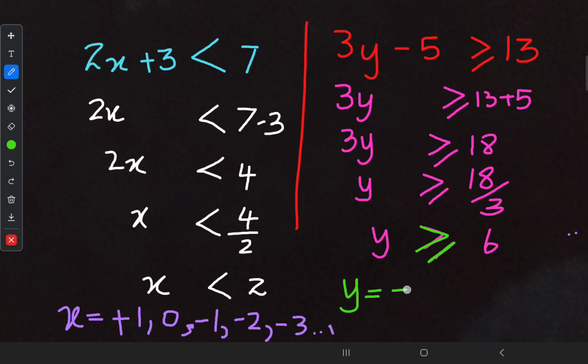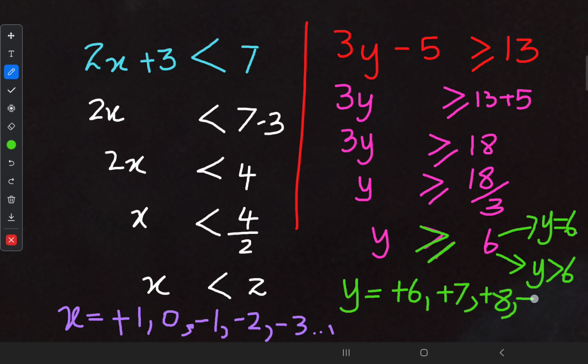So we can conclude 6 is also a possible answer for y. Y can hold the values equal to 6 and greater than 6. For greater than or equal, we have to consider the equal mark also. We can split this into two portions: one is y = 6, another is y > 6. So y can hold the value 6 and values greater than 6. That means 6, 7, 8, 9, likewise.